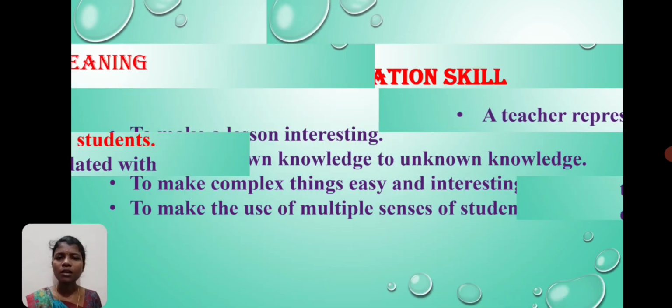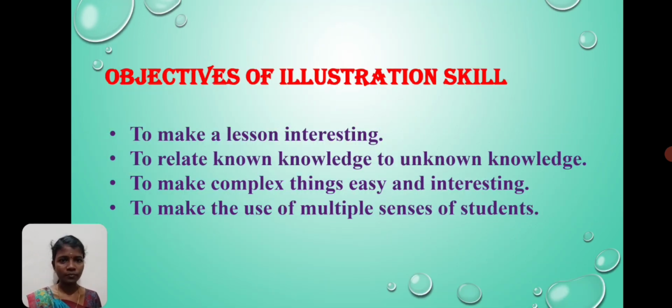And what are the objectives of the skill of illustration? The first objective is to make a lesson interesting. The teacher has to make a lesson interesting by her examples. And the second objective is to relate known knowledge to unknown knowledge. The teacher has to recall their previous knowledge for making the unknown knowledge easier by asking questions.